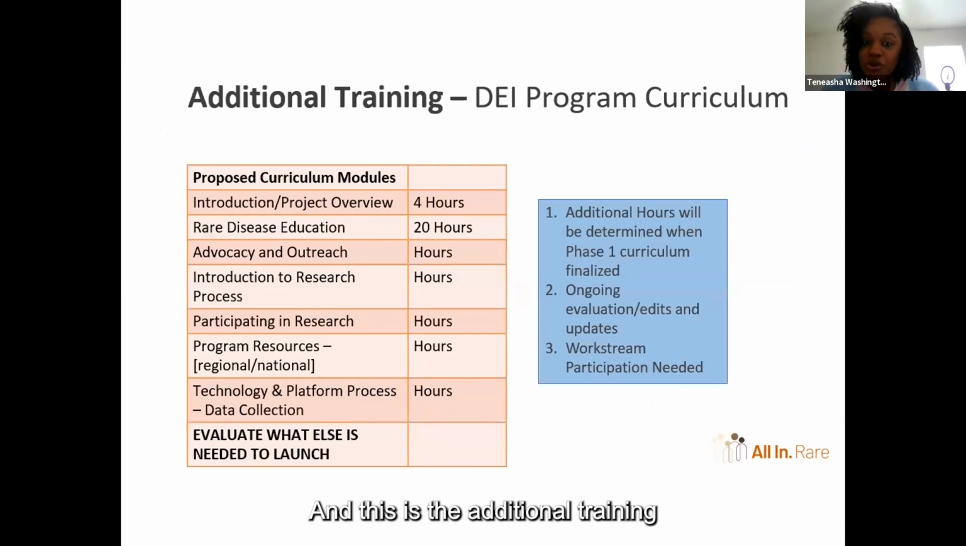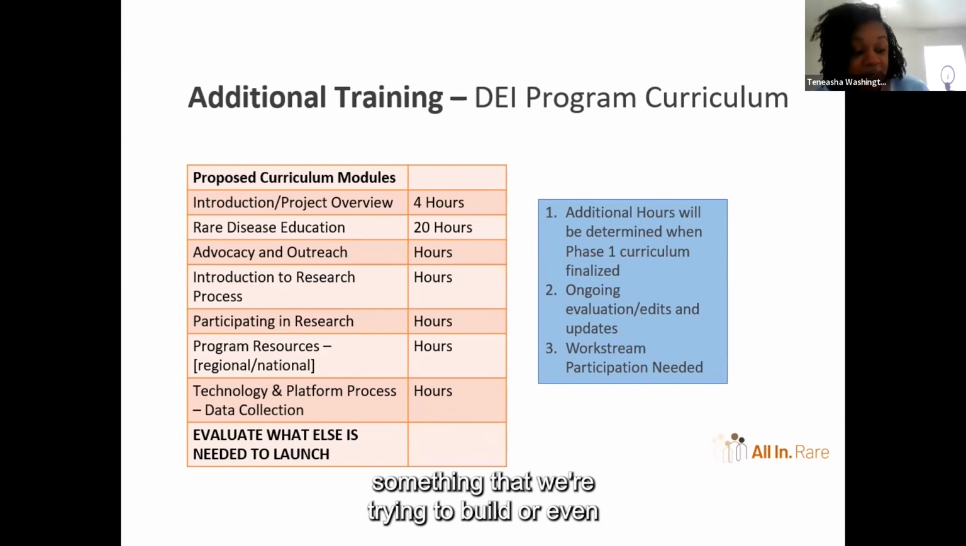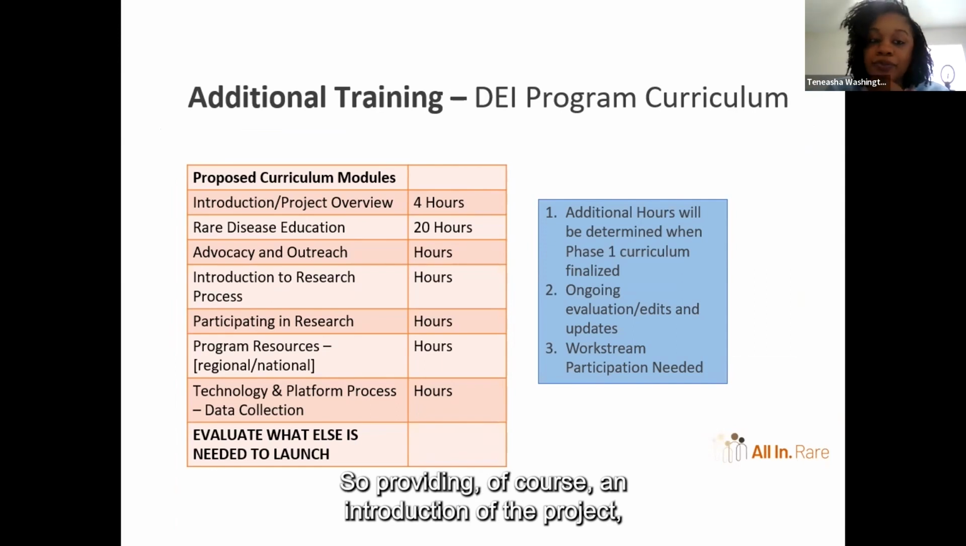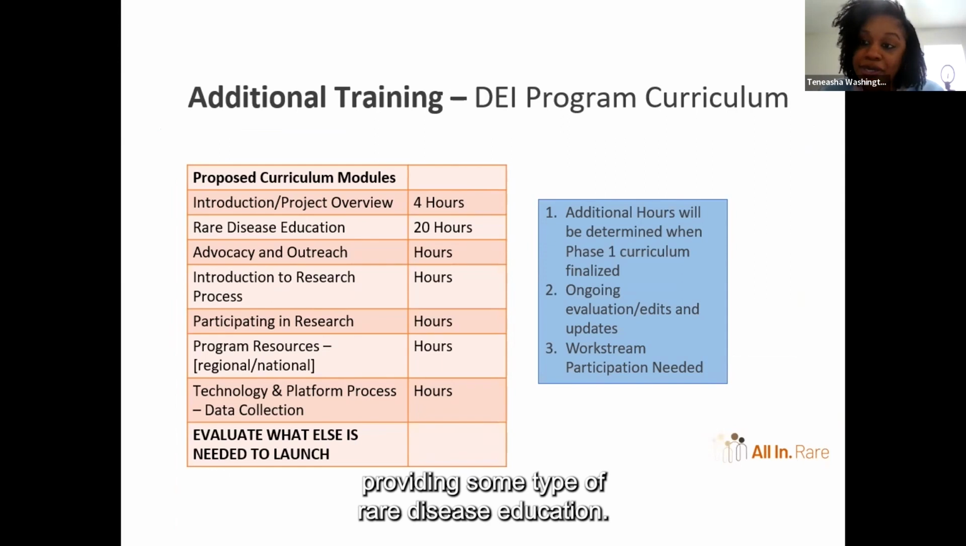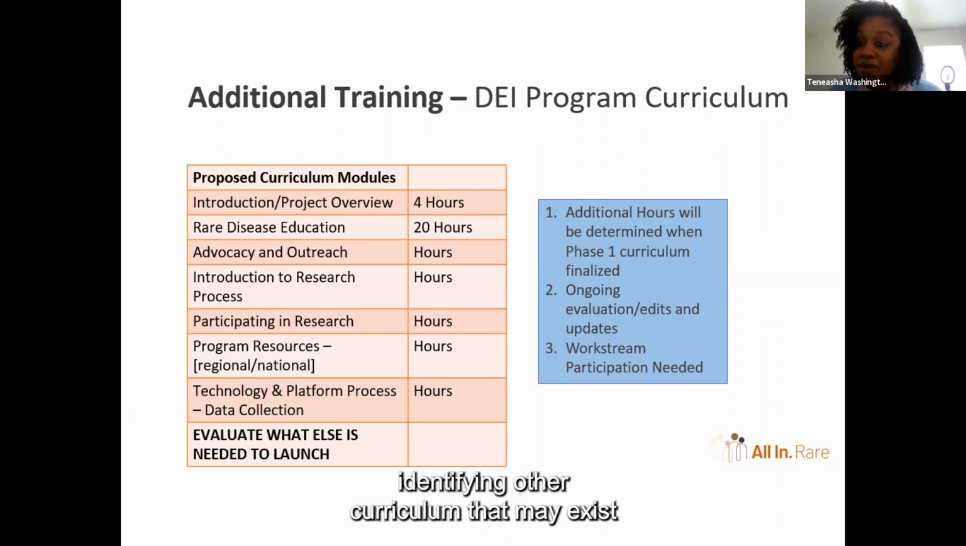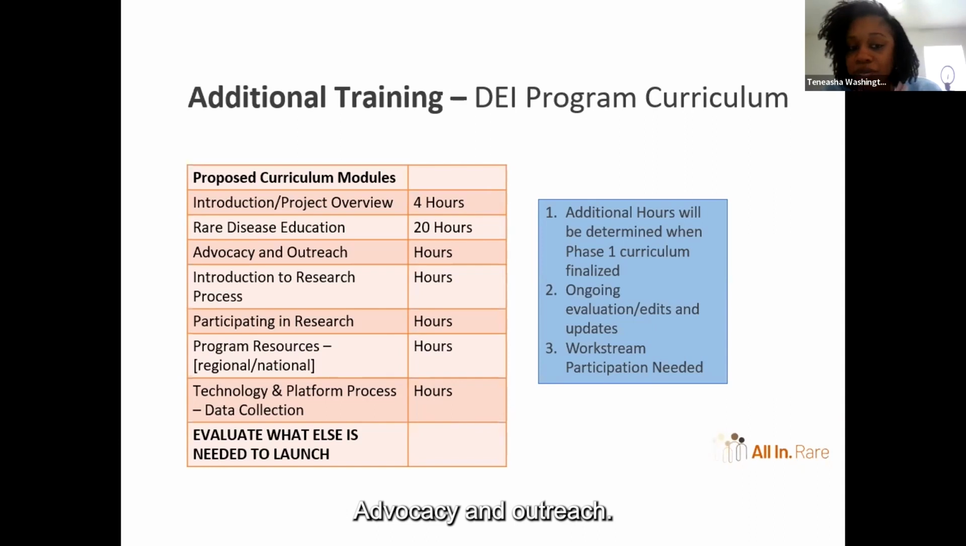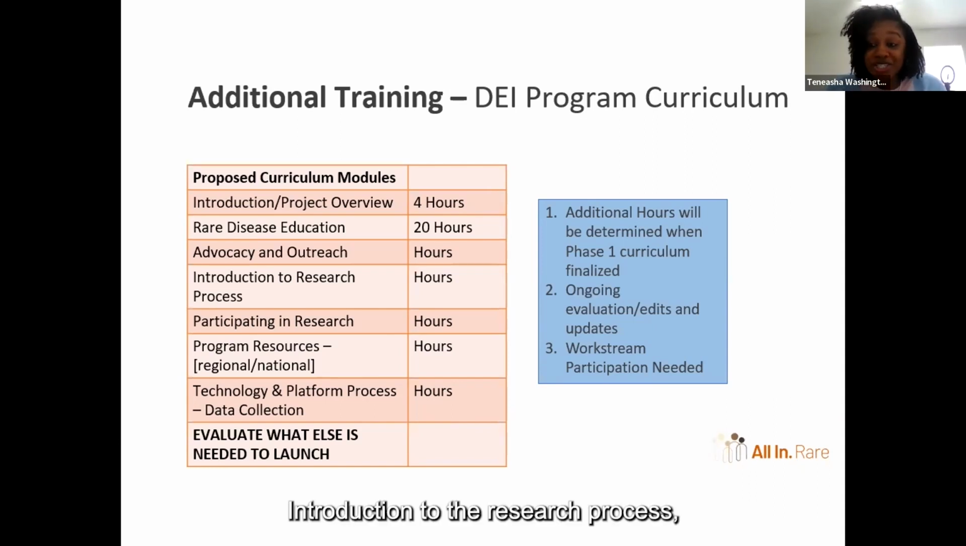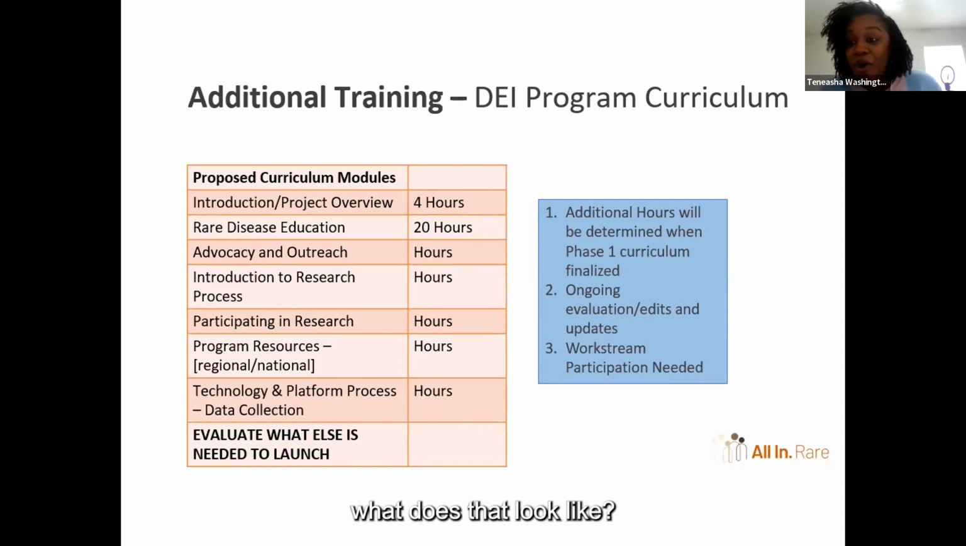And this is the additional training that we would like to include. As a part of this program, something that we're trying to build, or even engage others who are actively doing this work. So providing, of course, an introduction of the project, providing some type of rare disease education. So we're actively building on that. In addition, identifying other curriculum that may exist outside of this program, advocacy and outreach, introduction to the research process. What does that look like?